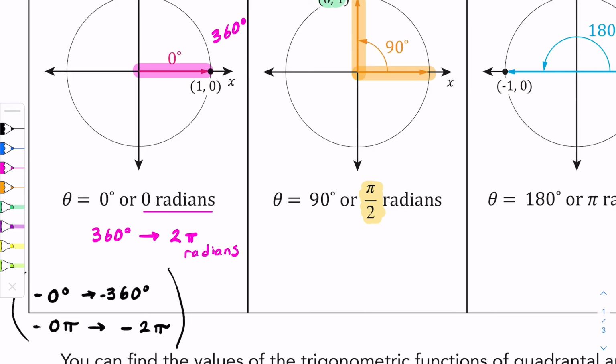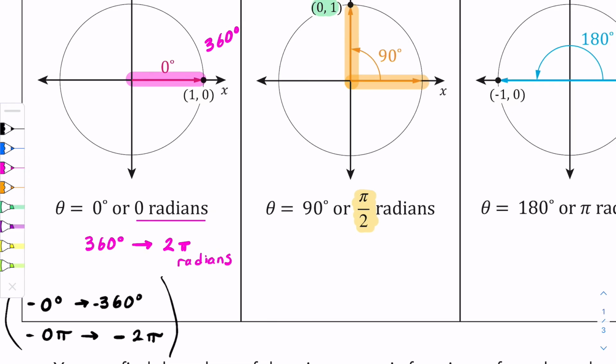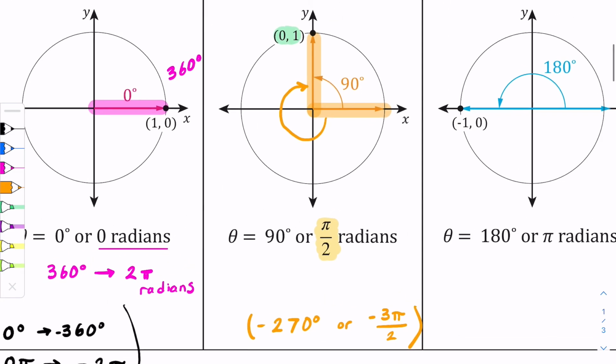And if you were to graph this angle in the negative direction, say you were to graph this angle going in this way, you would say that it's either negative 270 degrees or negative 3 pi over 2 in radians. That's if you work in the negative direction.